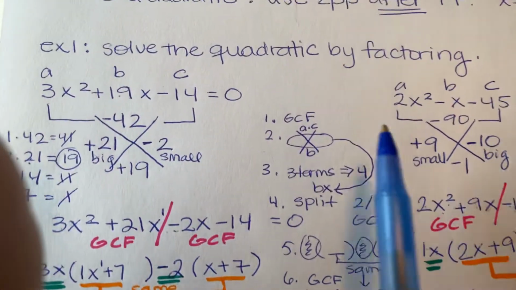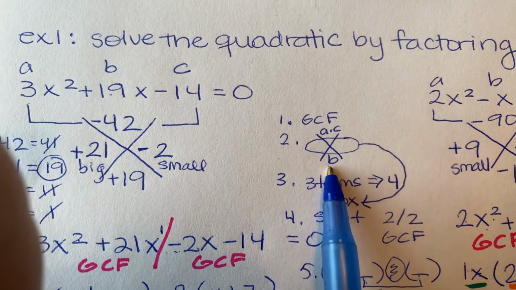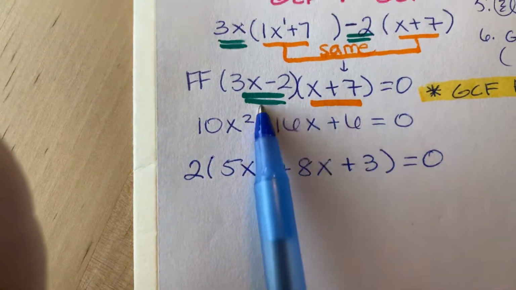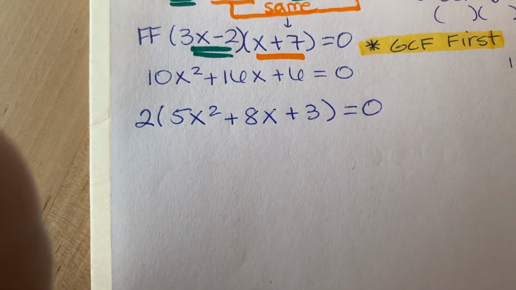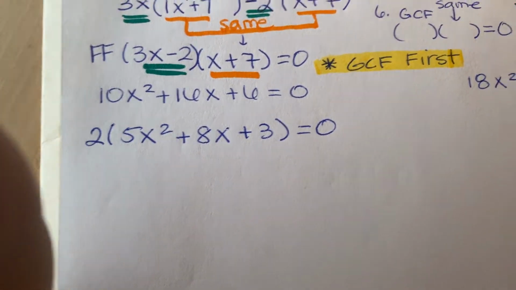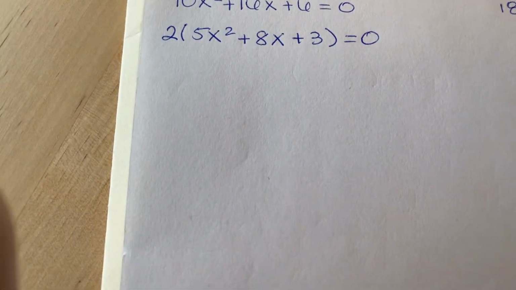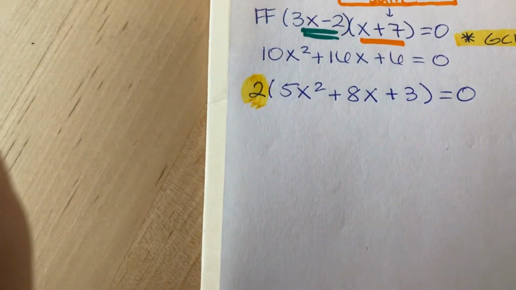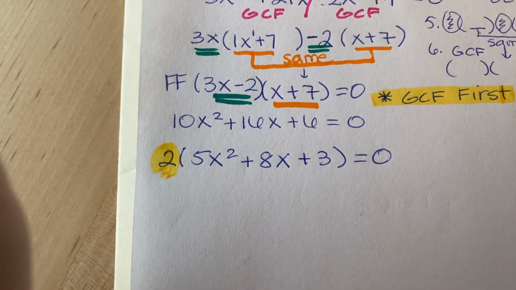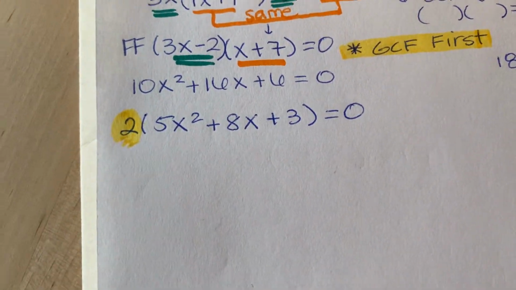Okay, step two, what do you do? You form your magic X. A times C product on the top, B on the bottom. This 2, you're just going to carry it down. You do not want to forget about it. So I'll highlight it, just so we know, don't forget about it. I will bring it down, but if after a while you figure out what happened to it, it's just going to tag along for a bit, okay?